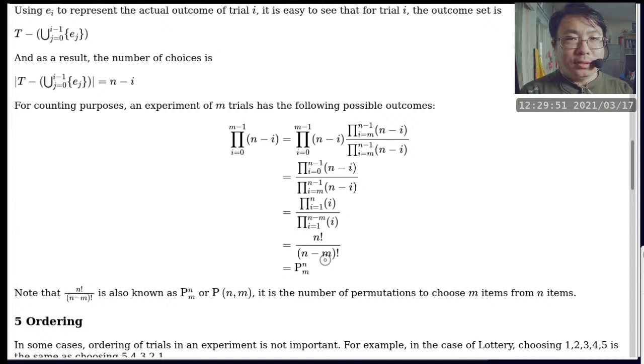So P is P and M, either you write it this way or you write it this way, or in the spreadsheet it is known as PERMUT, P-E-R-M-U-T. That's the name of a spreadsheet function to do permutations. So it's a pretty useful thing, because it shows us the number of permutations when we are choosing M items out of N items.